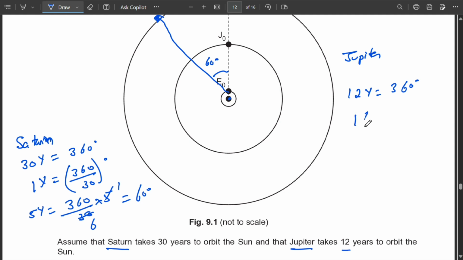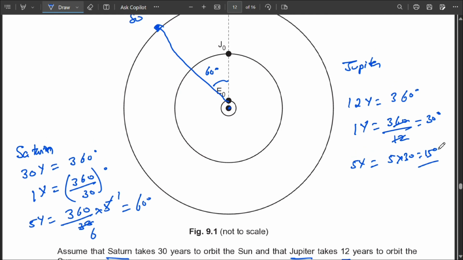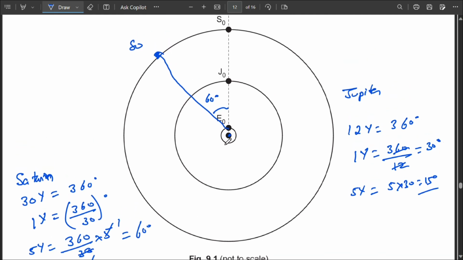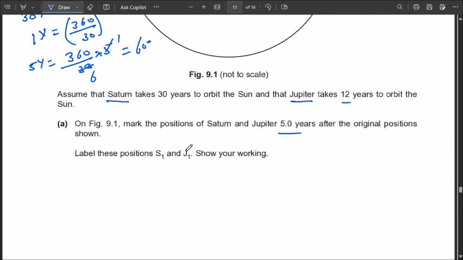So in 1 year, how much? 360 by 12. Let's solve it. 12 goes 3 times, so in 1 year, 30 degrees. So in 5 years, this will be 5 into 30, which is 150 degrees. Use the protractor please. 150 degrees will be almost over here. So this will be the position of Jupiter after 5 years, and this angle is 150 degrees. This is for the A part.